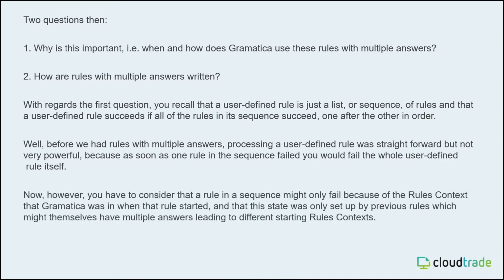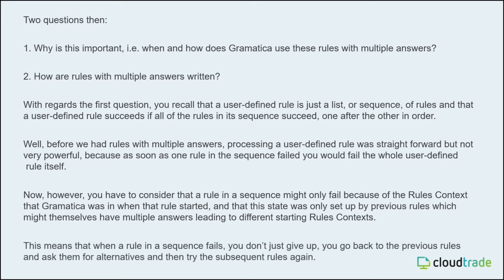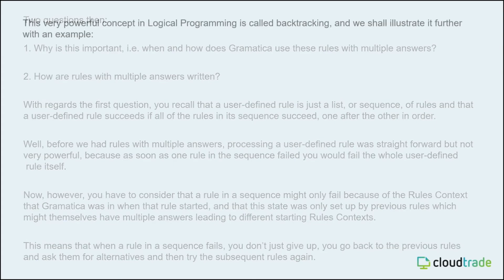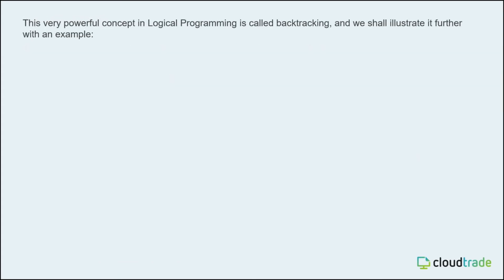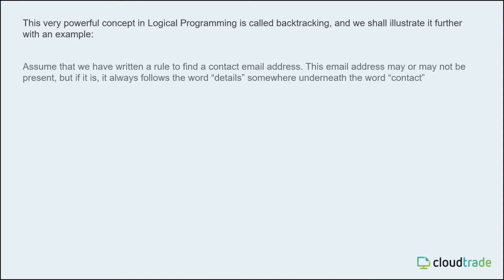Now, however, you have to consider that a rule in the sequence might only fail because the previous rule left it in a context that it didn't like. So if it fails, it can go back and ask the previous rule to try again and drop it somewhere else. So when a rule in a sequence fails, you don't just give up. You go back to the previous rules and ask them for alternatives, and then try the subsequent rules again. This is a very powerful concept in logical programming called backtracking.